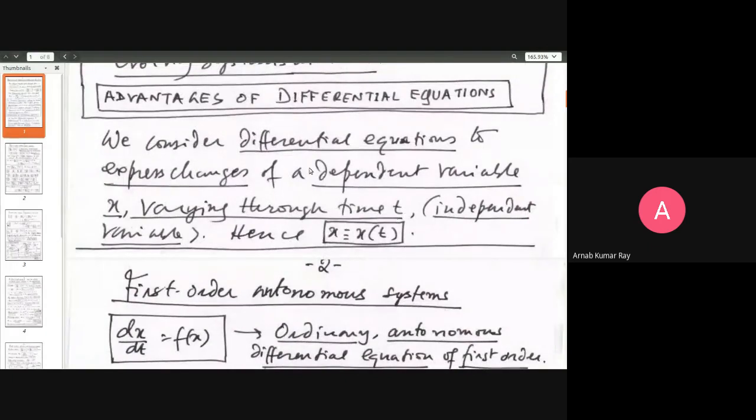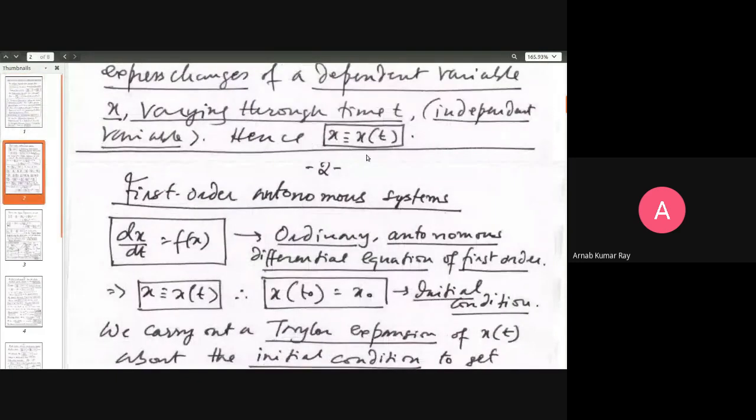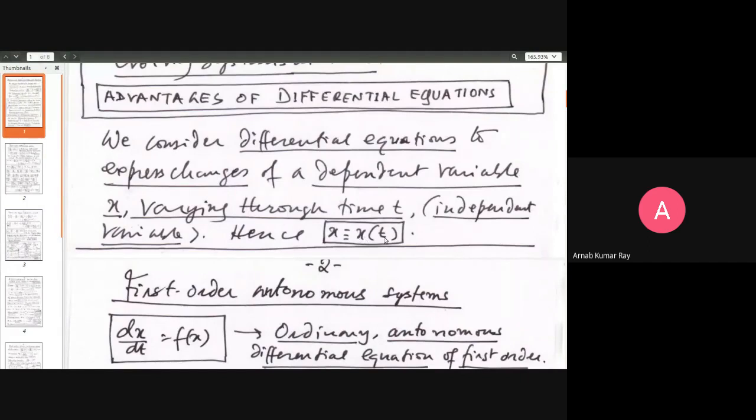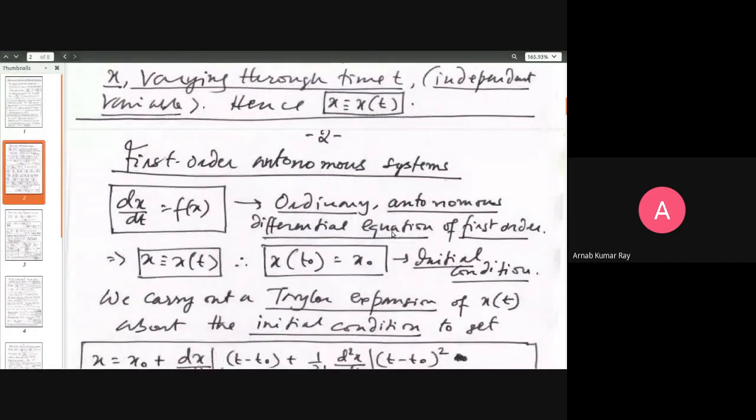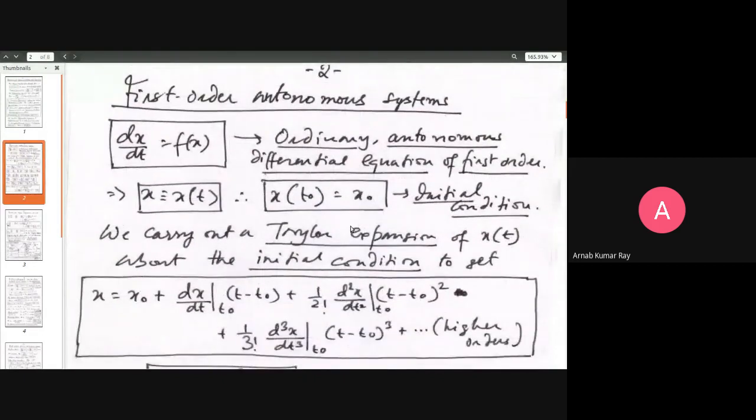First, we shall look at this. We consider differential equations to express changes of a dependent variable, x, let us say. x can be anything, varying through time t. t is clearly time over here. t is the independent variable and x is the dependent variable, and your purpose will be to see how x is behaving through time. And here we come to a familiar page, which I discussed rather cursorily in your first laboratory. We shall talk about a differential equation involving a single derivative and a first order derivative, meaning it is just dx/dt, not d²x/dt².